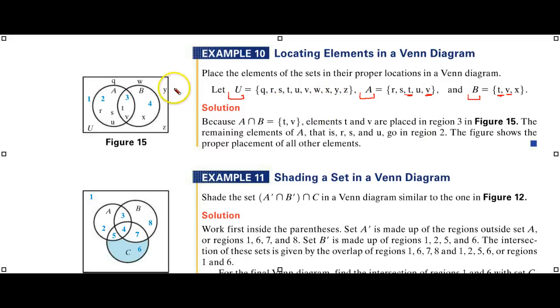So again, patience, careful placement and study to figure out what this would look like. Now, those that are not in A and B are placed in the universe part of your Venn diagram.